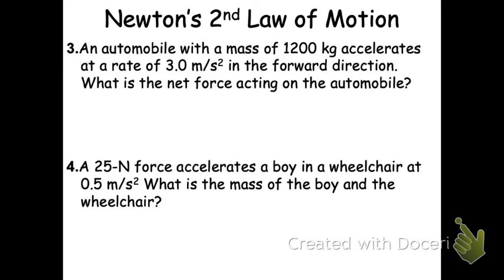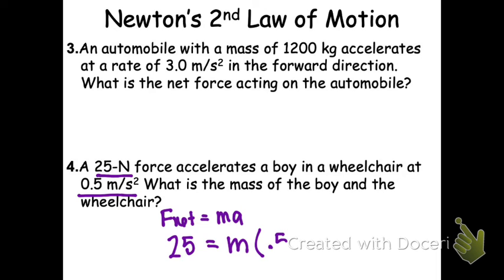All right, let's look at the next one here. A 25 newton force accelerates a boy in a wheelchair at 0.5 meters per second squared. What is the mass of the boy in the wheelchair? Okay, so we have a force and we have an acceleration. So net force equals mass times acceleration. All right, my force is 25. My mass is what I'm solving for, and my acceleration is 0.5. And so my mass is 50 kilograms.